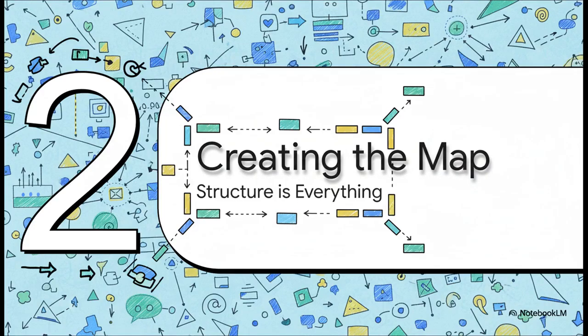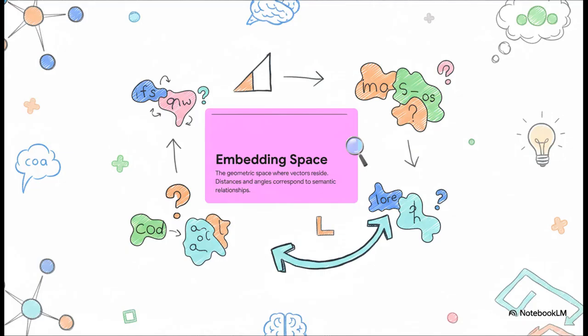Okay, so we've got this map. How is it organized? Is it just a bunch of random dots scattered everywhere? Absolutely not. The way the map is structured, well, that's where the real magic happens. This map is what we call an embedding space. And the most important thing you need to get is that the geometry here isn't random. The distances and the angles between all the concepts are designed on purpose to represent their real-world relationships. In other words, the map is the meaning.